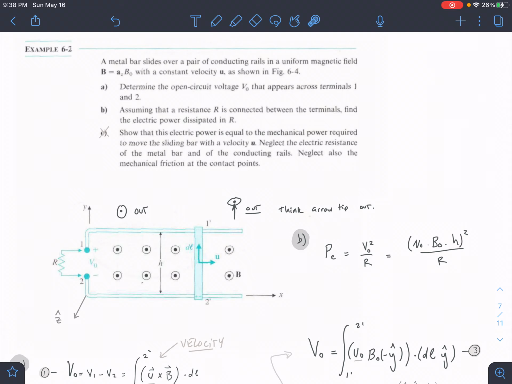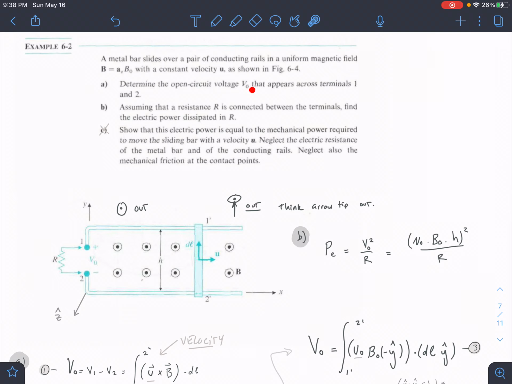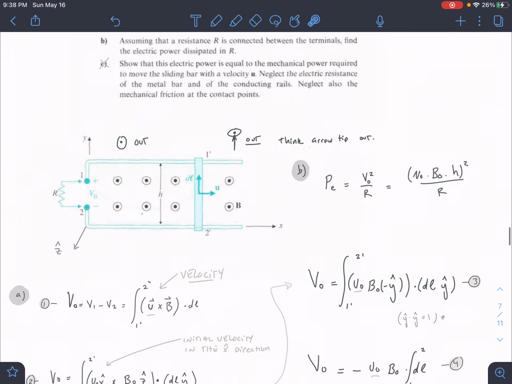Okay, so this bar is moving with a constant velocity, written as u in the problem, and we're trying to determine the open circuit voltage V0 that appears across the terminals 1 and 2. If we find the voltage here, it'll be equal to our open circuit voltage over here. So these two will essentially be equal.